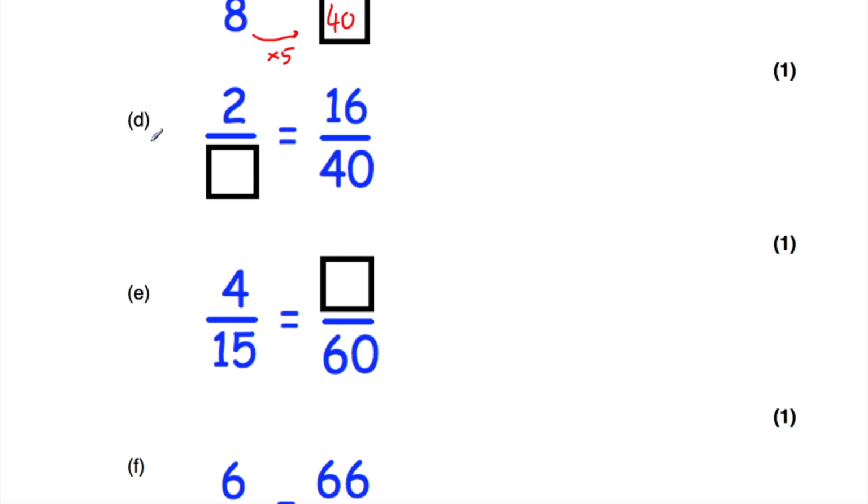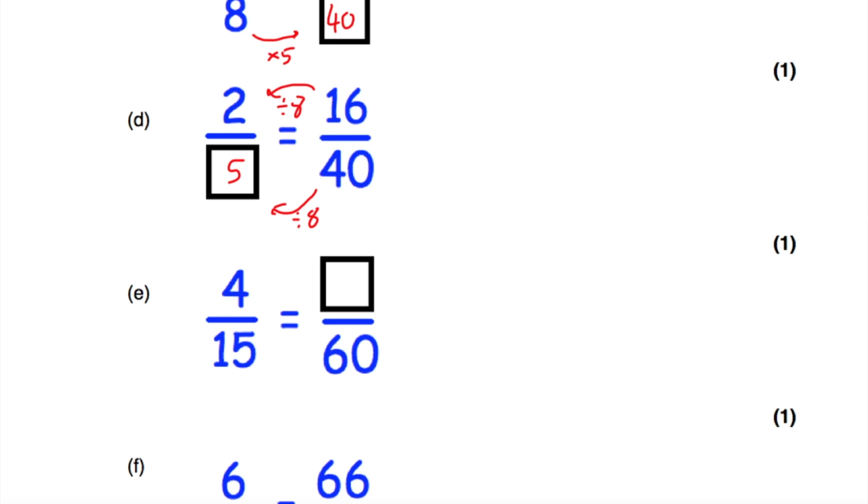Okay, let's look at our next one here, part D. So part D, we've got 2 over blank is equal to 16 over 40. So to get from 2 to 16, we would multiply by 8, or let's go the other way. We would divide by 8 to get from 16 to 2. So we just need to divide the denominator by 8 as well. So 40 divided by 8 is equal to 5. So the missing number there would be 5.